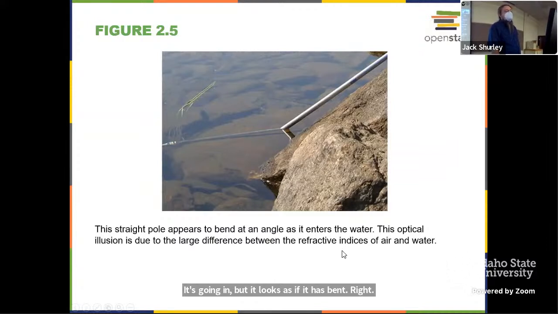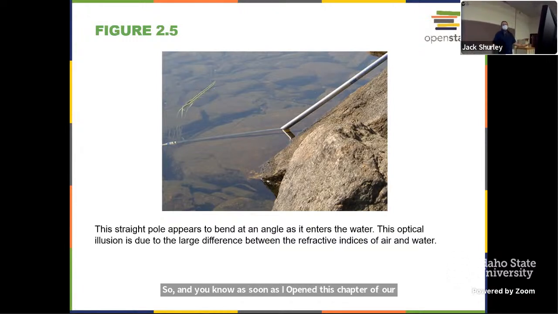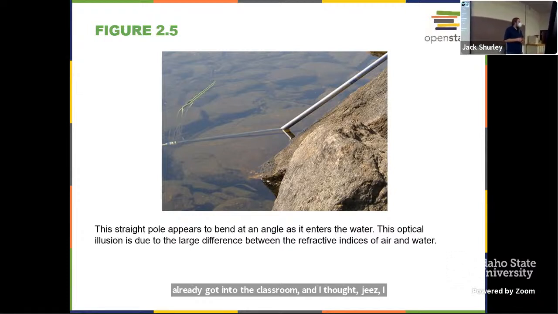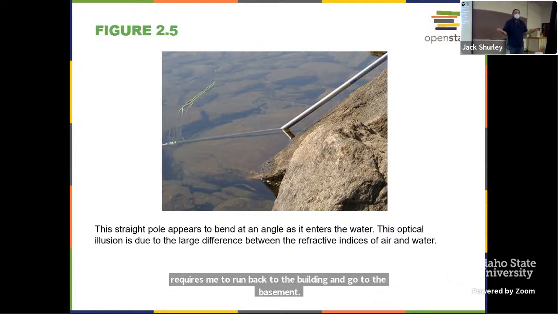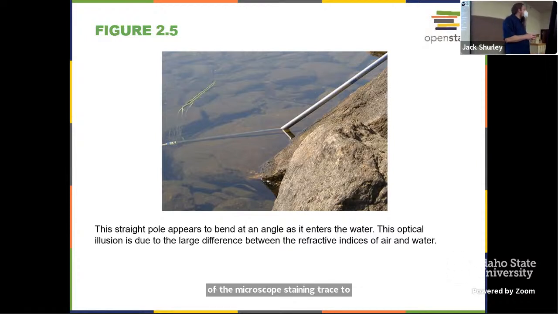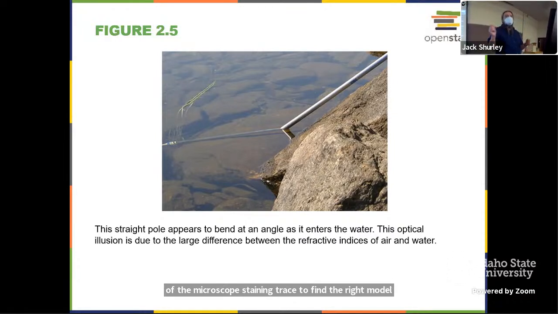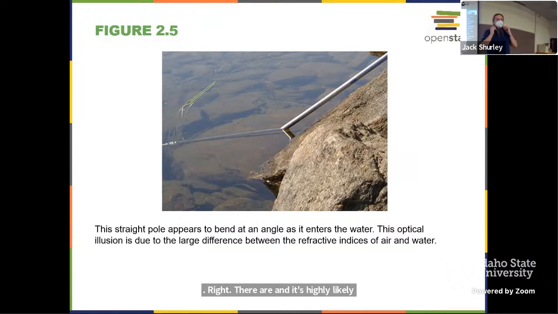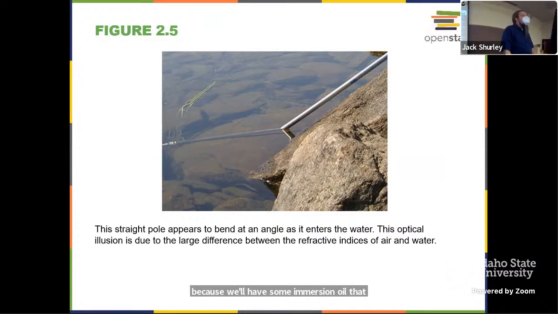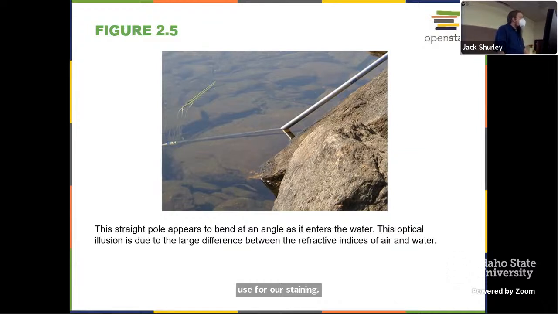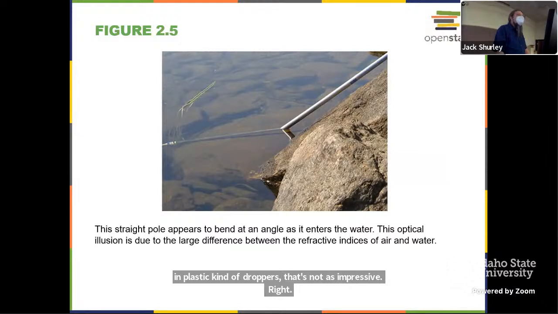And as soon as I opened this chapter up, I already got into the classroom and I thought, geez, I should have brought in a bottle of immersion oil, but that requires me to run back to the building and go to the basement and rummage through all of the microscope staining trays to find the right bottle, right? It's highly likely in the intro lab you guys will have some immersion oil that we will use for our staining. Some of these will be in little glass bottles. Others are in plastic kind of droppers. That's not as impressive, right? The glass bottles, there is some interesting stuff.